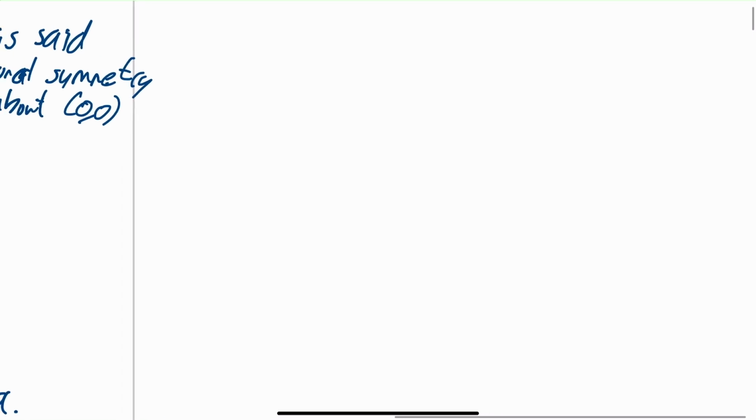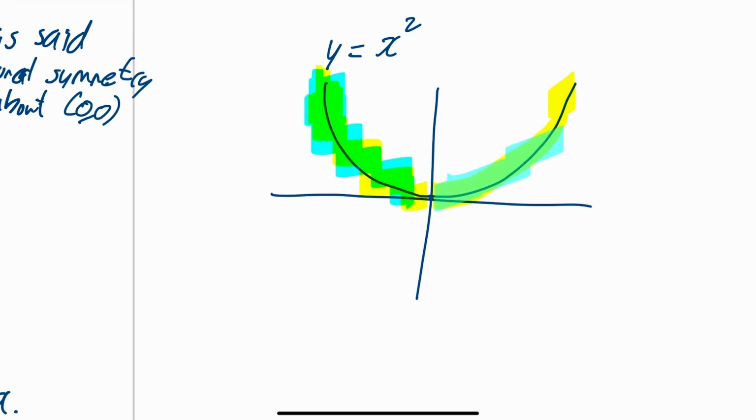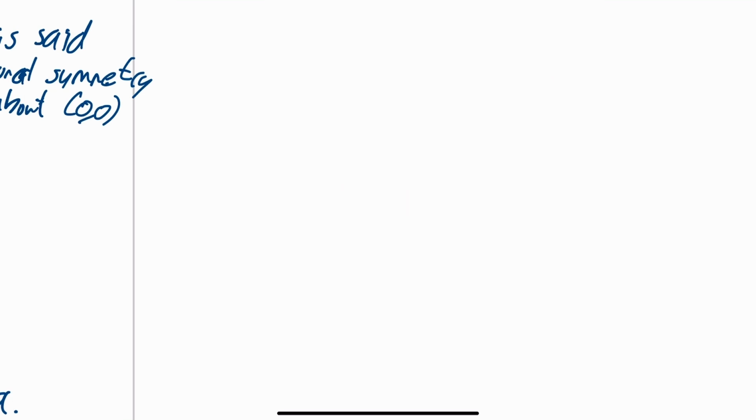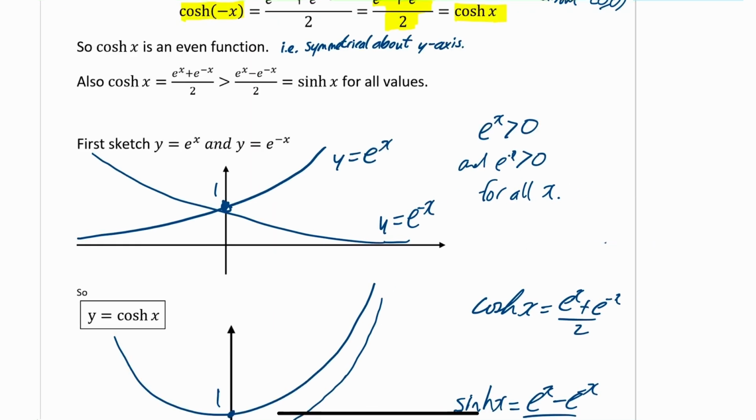So again, the most simple even function is y is equal to x squared, and that's what y equals x squared looks like, and this bit could be reflected on the y-axis to give you this, and vice versa. You could reflect this bit on the y-axis to give you this. Okay, right, these graphs in.